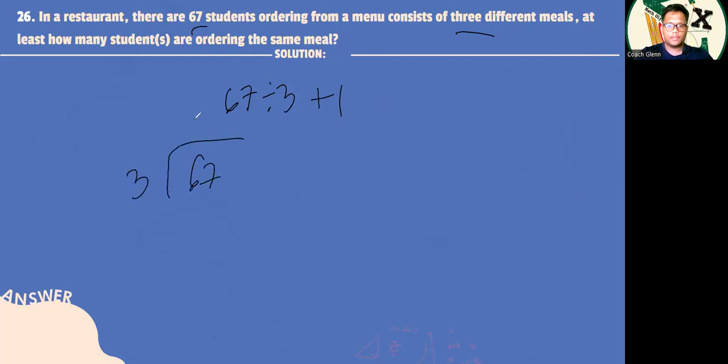So 6 divided by 3, that's 2. 2 times 3 is 6. 7 divided by 3, that's equal to 2. 2 times 3, that's equal to 6. 7 minus 6 is 1. Okay. So you have a remainder of 1. So that means you can have 22, 22, 23. So the final answer here should be 22.